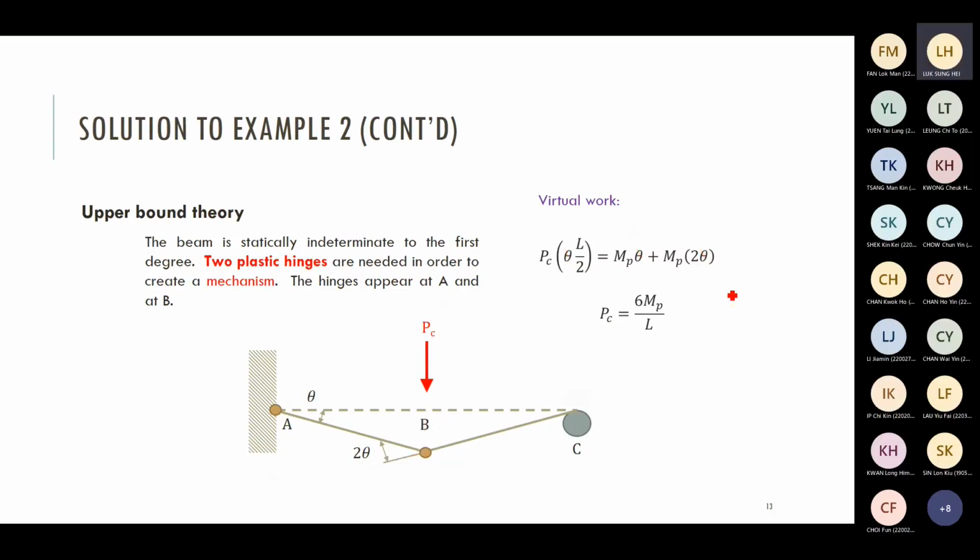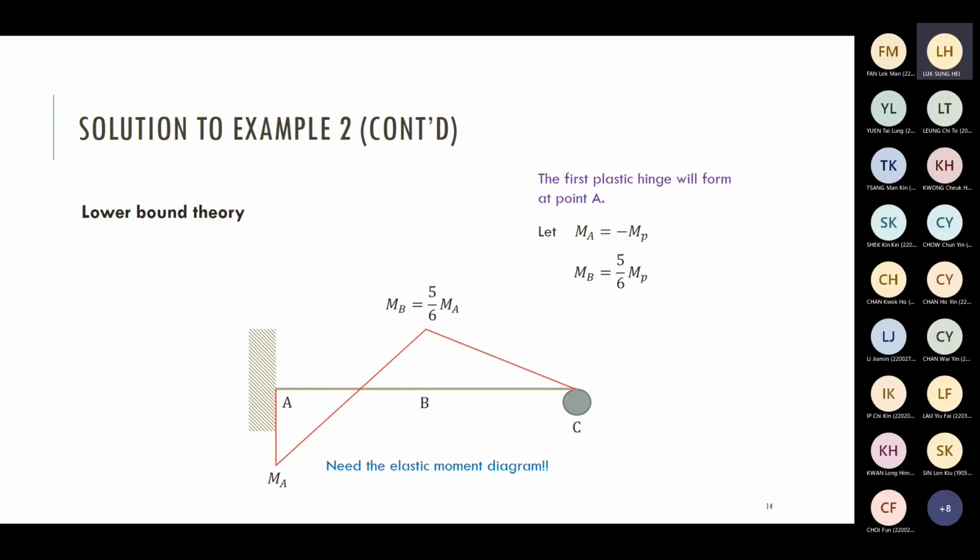And what about lower bound theorem? For lower bound theorem, you need to go through a long journey because firstly, you have to try your best to get your moment diagram. You need the elastic moment diagram. You can use the deflection formula, you can use moment distribution, or you may use Stewart's method. Try your best to sketch and obtain the moment diagram. You also have to know the values at different positions.